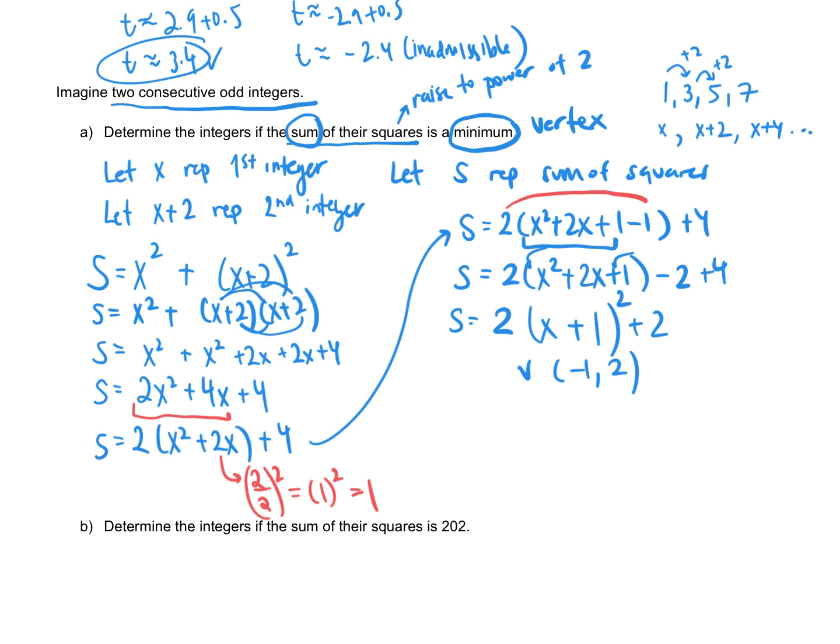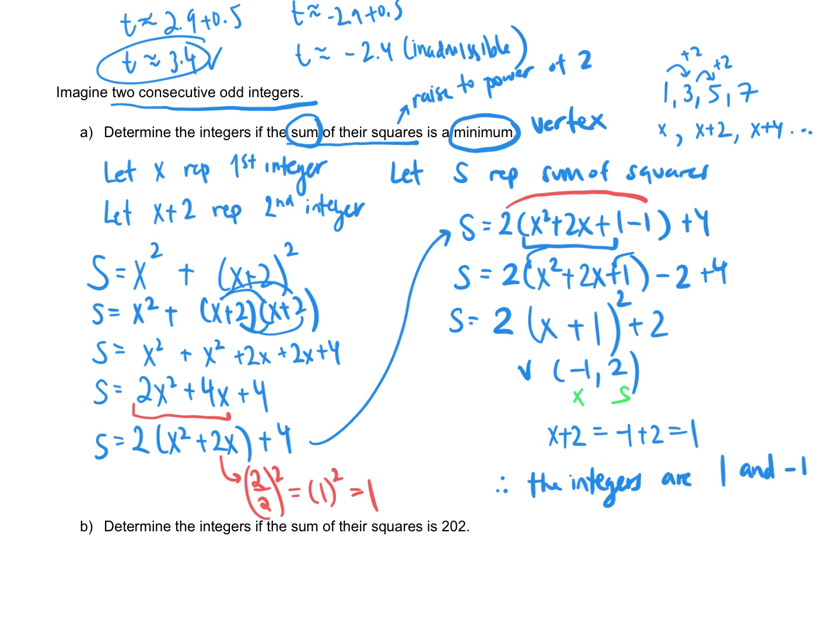And now, what do the vertex numbers mean? The -1 is the x, which represents the first number, and the 2 is the sum of the squares. So my first number is -1, which means my second number is x plus 2, so -1 plus 2 is +1. So therefore, the integers are 1 and -1. So it is a bit of a longer question because we had to take that equation we created and standardize it first and then complete the square to get it into that proper form.